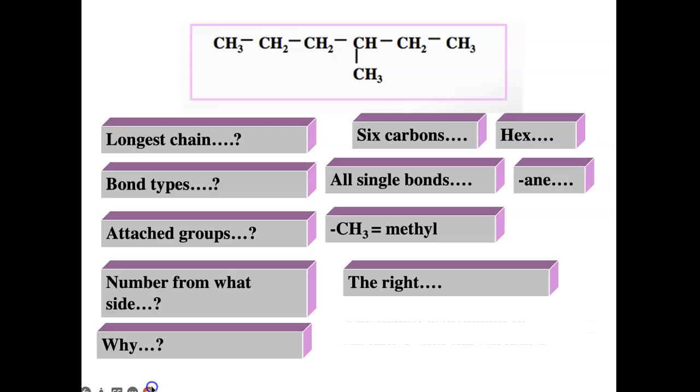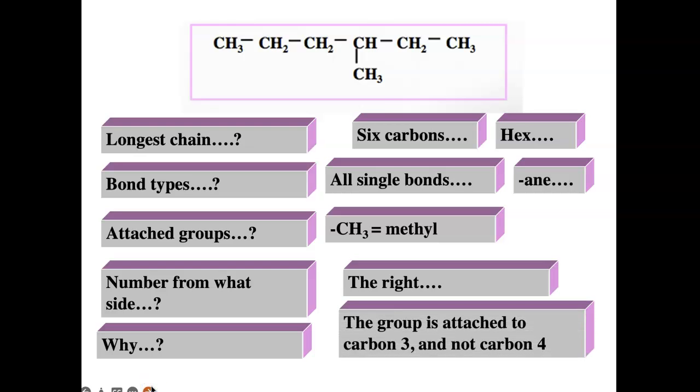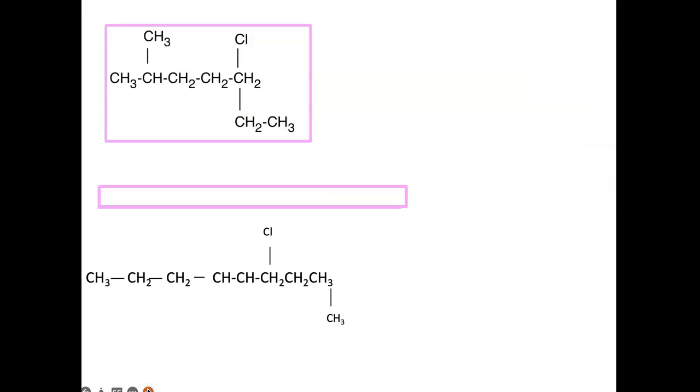Because what we want is the branching chain attached to the lowest number carbon. And so what do we call this molecule? Well, we know it's hexane, but because it has that CH3 group hanging off of the number 3 carbon, we're going to call it 3-methyl hexane. Let's have you practice these two molecules.